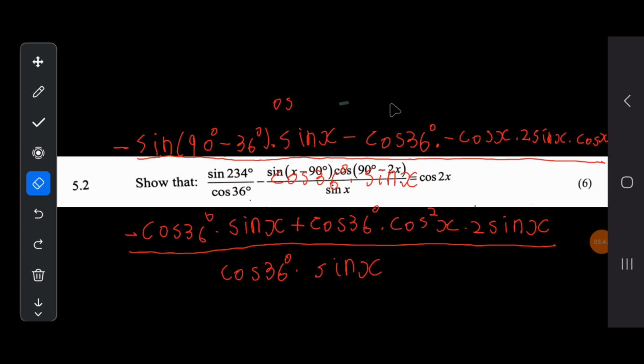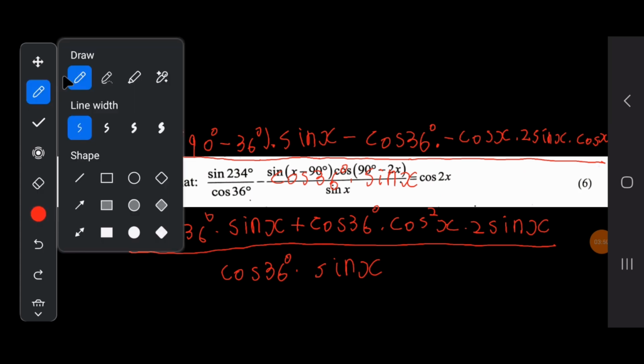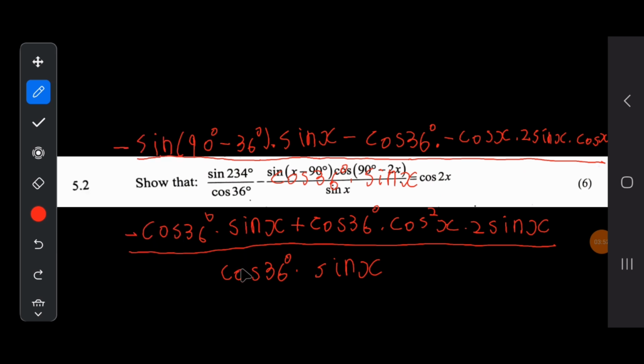So as we move forward from this instance, we check now. Negative cos 36, there's cos 36, there's cos 36. That's a common factor, right? There's a sine, there's a sine. That's a common factor. So that means our common factor that we can remove is what? Cos 36 degrees multiplied by what? Sine x. If we remove cos 36 times sine x, what are we left with?